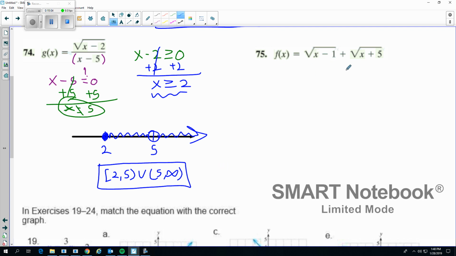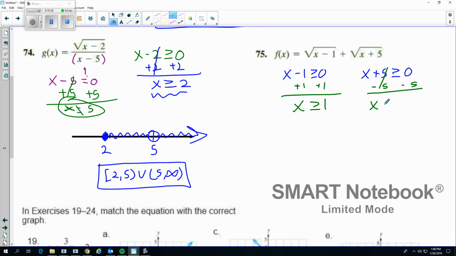All right, 75. Once again, remember, it's got to meet both conditions. On this first condition, we've got x minus 1 needs to be greater than or equal to 0. This other one says x plus 5 needs to be greater than or equal to 0. So real quick, add 1, add 1. One of our conditions is saying it's got to be greater than or equal to 1. The other condition is saying that it needs to be greater than or equal to -5.